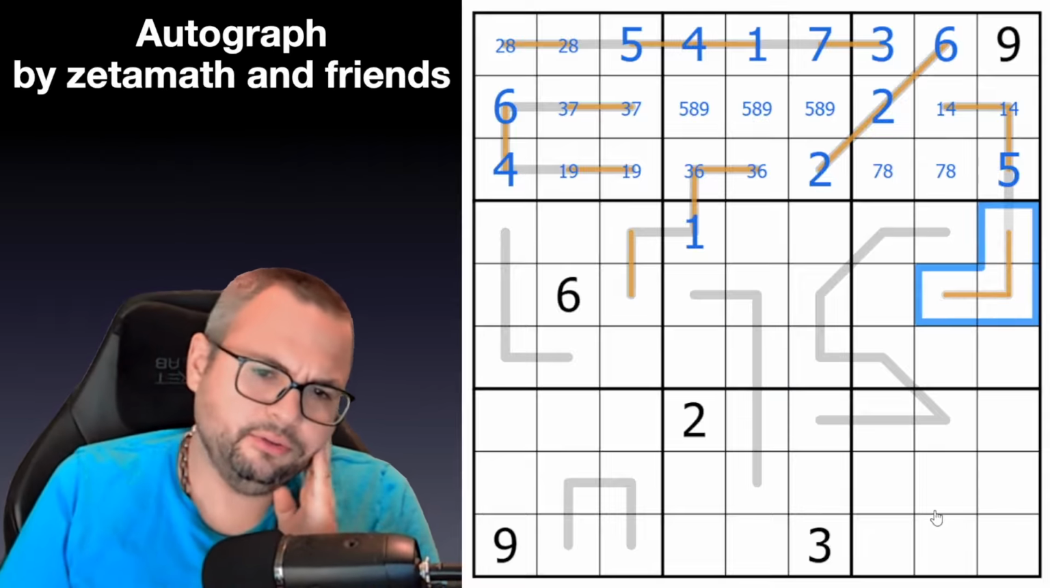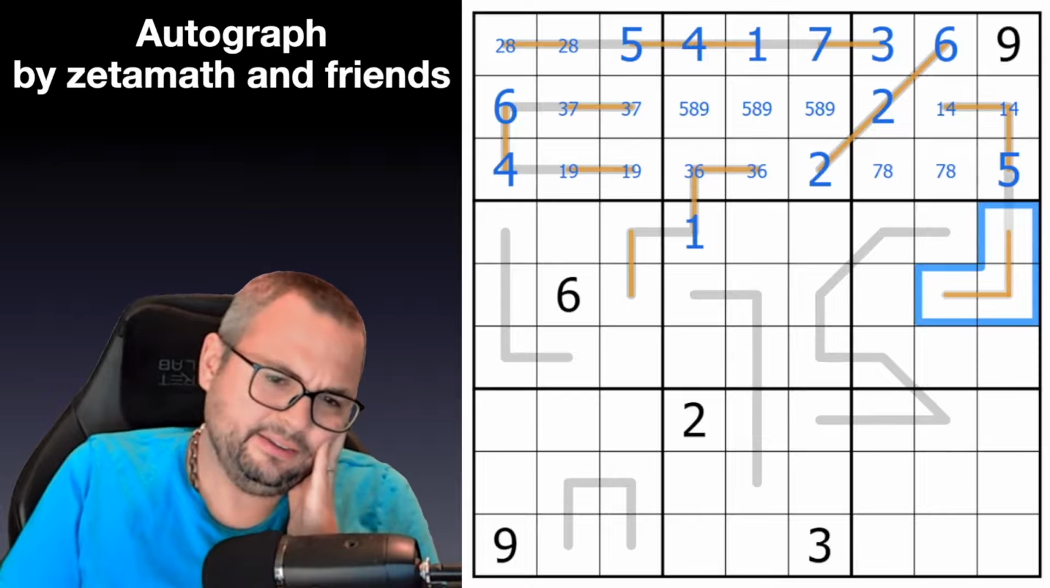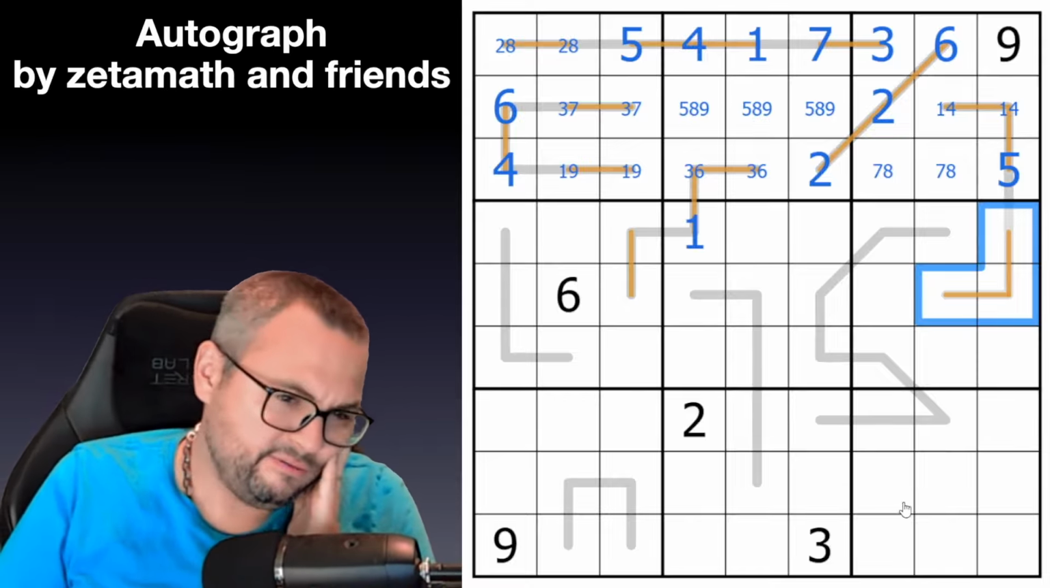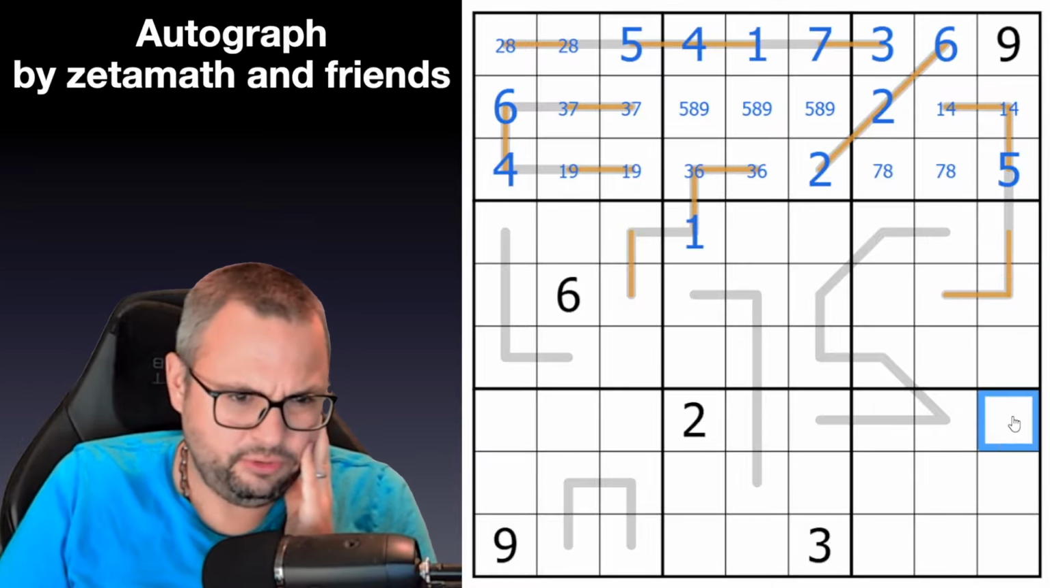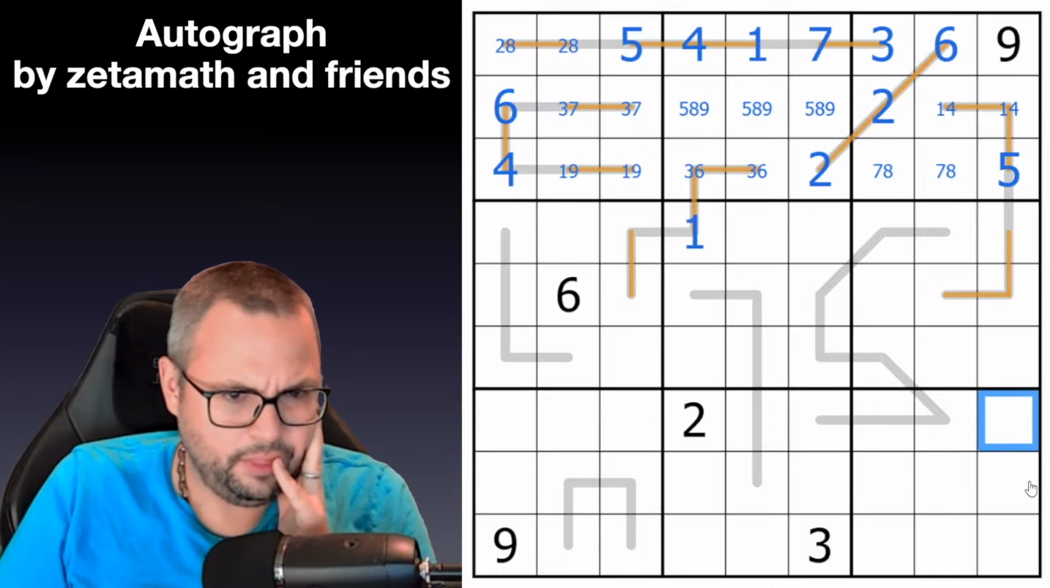So every 3-cell sum to 10 that doesn't have any repeated digits is either 235 or contains a 1. But I think this could still be 235 for what it is worth.